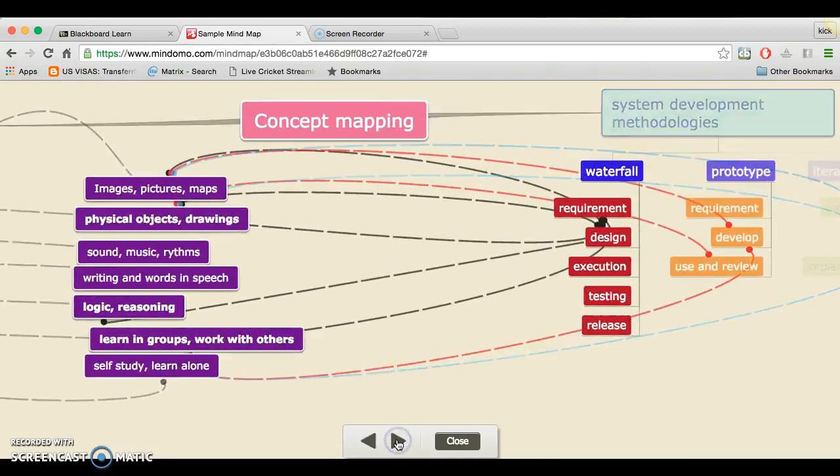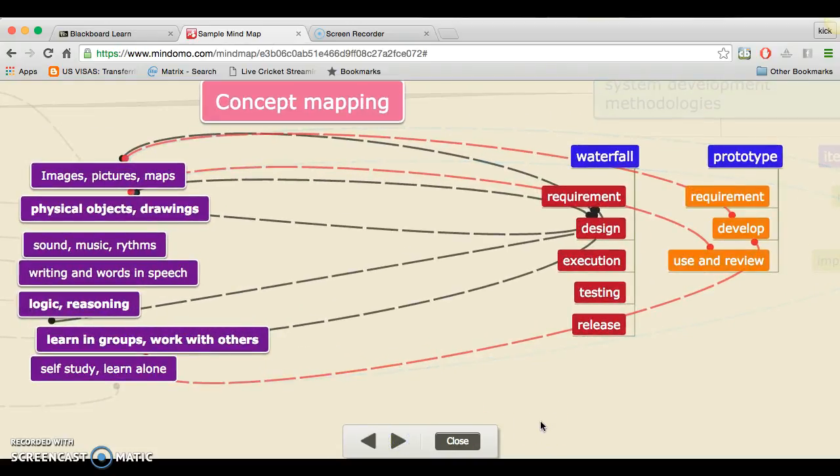So next, talking about the prototype. Prototype is nothing but develop, design, use and review. So for the develop, we use the images, pictures and maps. So this is the main thing. If we want to develop anything, we use the images, pictures and maps.